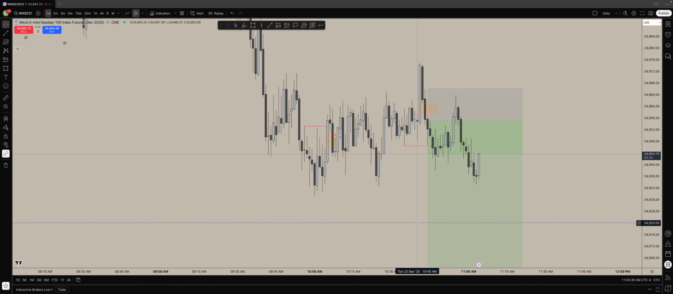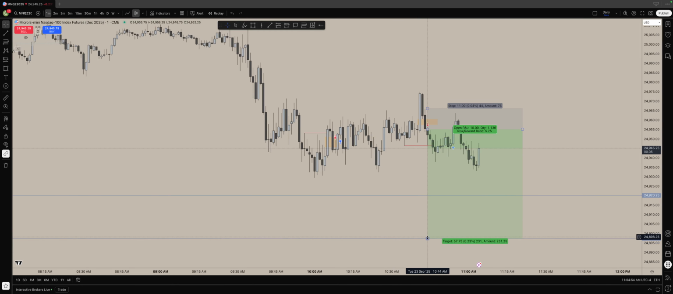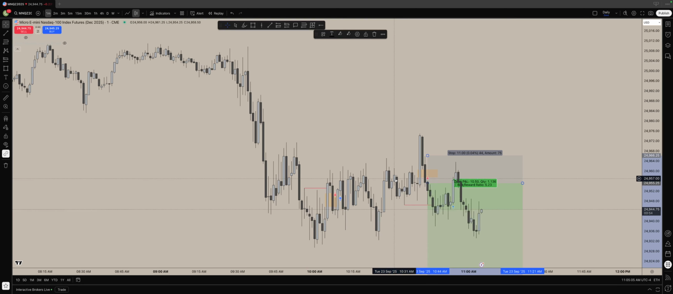I have my first target here. Sorry, first target here, this low, which wouldn't have been tapped yet. So this was still my first target. This is my second target, which would have taken off majority of the trade, to be honest. I think this would have been 80% off at this point. And then I just had one singular runner coming all the way down here, which were the same targets as my previous trade.